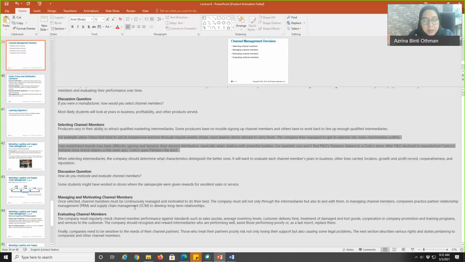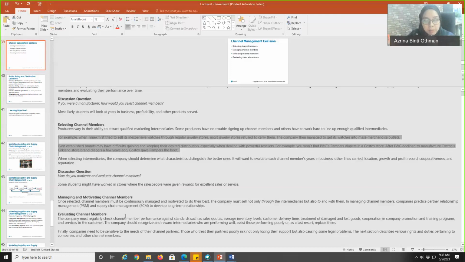PRM and supply chain management SCM to develop long term relationship. So ada dua practice yang bila kita nak manage channel members ni. Practice partner relationship management dengan channel, supply chain management. So SCM, supply chain management. Why we practice these two type of management? Because we want to develop long term relationship with our channel members.